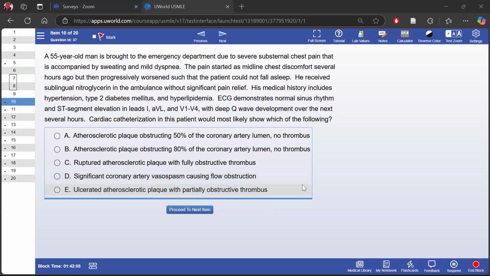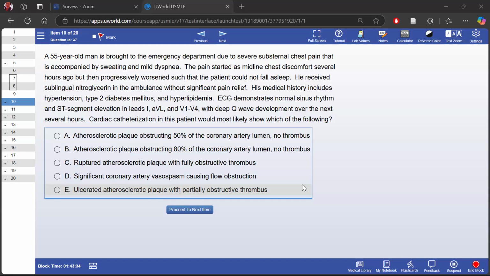It's testing one of the most important and high yield topics you will encounter on your exam, and also in clinical medicine when you start practicing. So this is testing coronary artery disease, right? And the question is asking us what we're going to see on cardiac catheterization in this patient. It's describing different pathologies in the coronary artery. So we have option A says atheromatous plaque obstructing 50% of the coronary artery lumen and no thrombus.